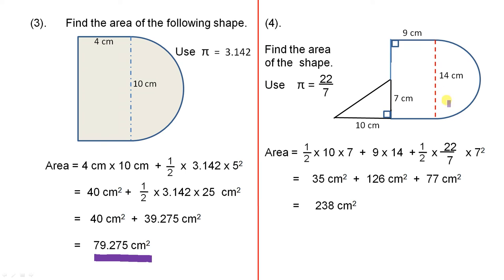So this video has given us an introduction on how to find the area of a circle by using the famous formula area equals pi r squared. We've seen that pi can have a value of 3.142 or 22/7, which are just approximate values. And we've also seen how to find the area of some very basic composite shapes.